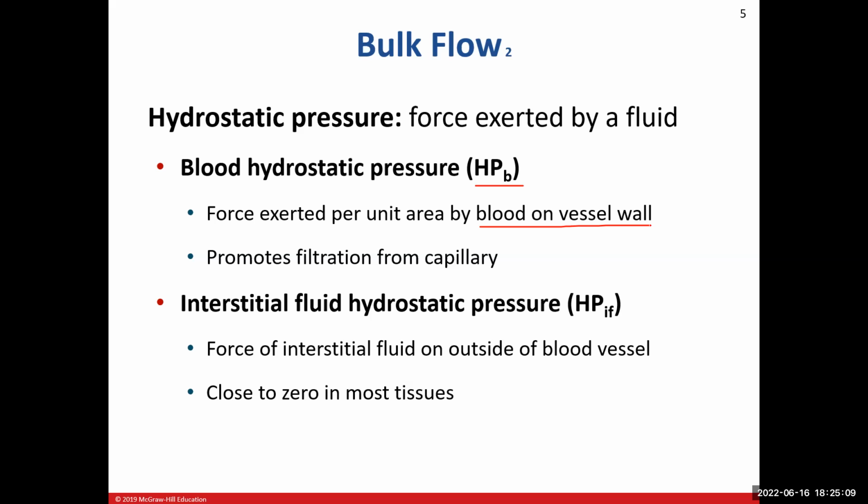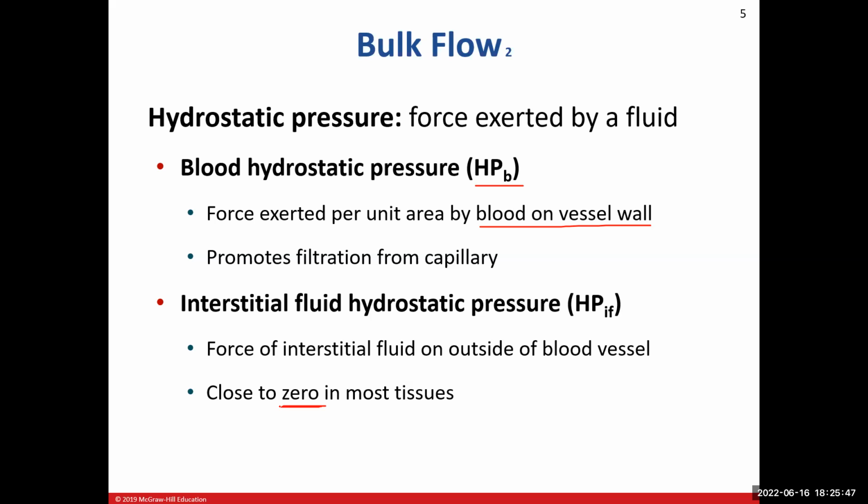So another type of hydrostatic pressure is the hydrostatic pressure exerted on the interstitial fluid. So the interstitial fluid is that fluid in the tissues. And so when we talk about the interstitial fluid hydrostatic pressure, this is going to be that pressure, all right, exerted by the interstitial fluid on the outside of the blood vessel, trying to push inwards on that blood vessel. Important thing to know is that pretty much in most of our tissues, the value of that is 0. In a normal, healthy individual, in most of the tissues.